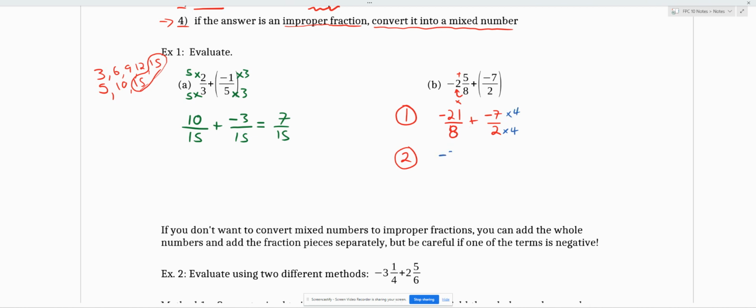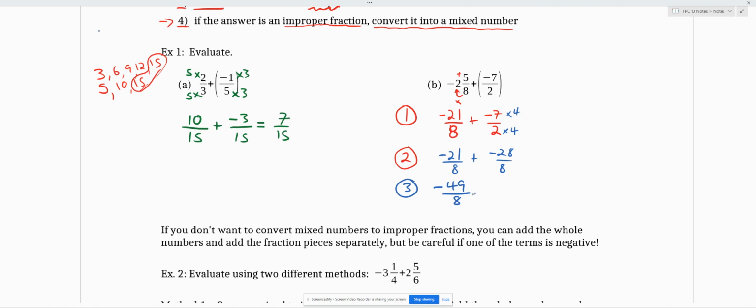So let's do that. This fraction stays the same. And then I'm going to be adding negative 28 over 8. And now we're ready to do step 3. Step 3 is now I'm just going to add these numerators, negative 21 plus negative 28. So I'm going to get more negative here. I'm going to have negative 49 altogether over 8.